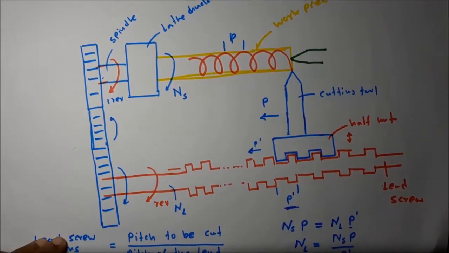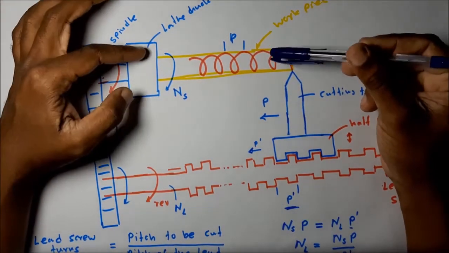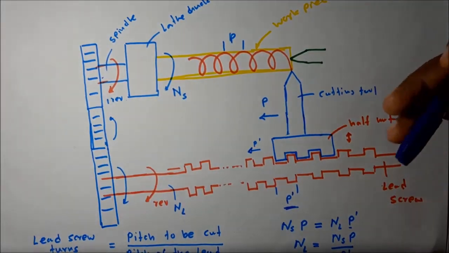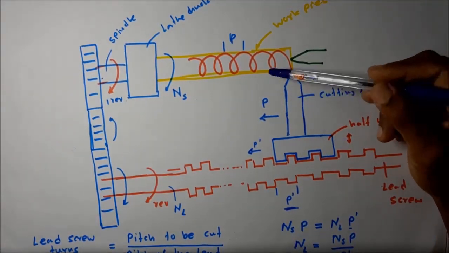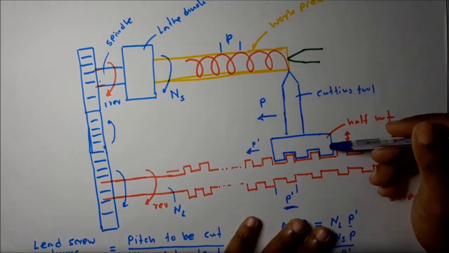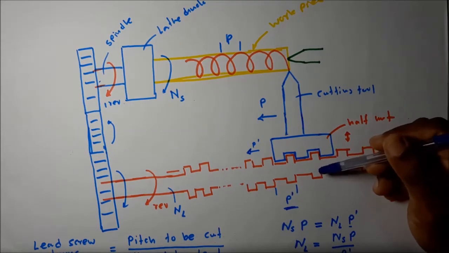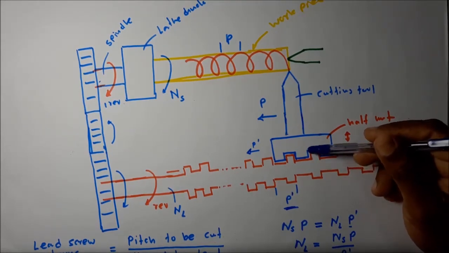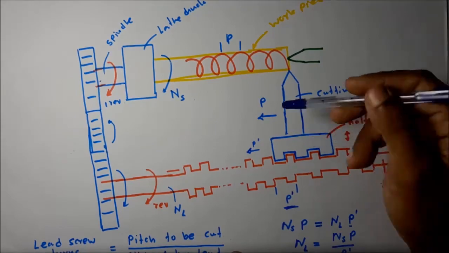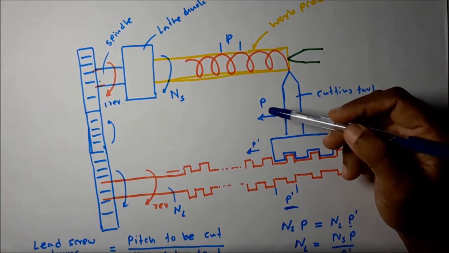Last class we discussed the basics of the thread cutting operation. Here this is the diagram we discussed: the cutting tool, the workpiece, and the half nut, which can engage and disengage with the lead screw using the lever. Then this represents the gear train. Here it is a simple gear train.